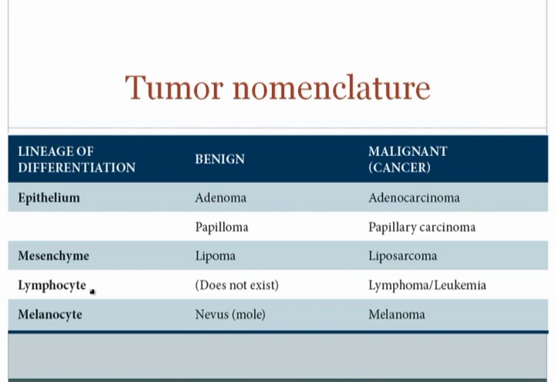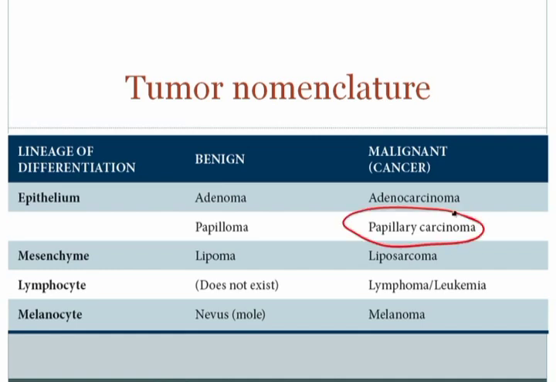So, for example, a benign tumor of epithelium, when it produces glands, is called an adenoma. And a malignant tumor of epithelium, when it produces glands, is called an adenocarcinoma. A benign tumor of epithelium, when it creates papillary finger-like structures, is called a papilloma. And a malignant tumor of epithelium, when it creates papillary finger-like structures, is called a papillary carcinoma.